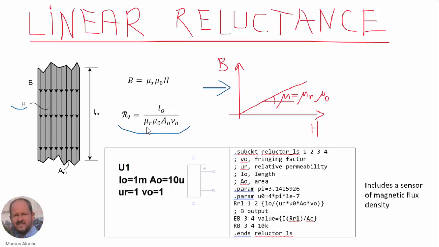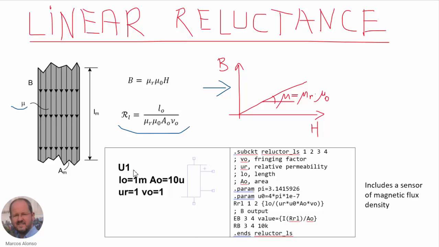We are including the relative permeability and the permeability of free space, then the dimensions of the element, and also we are including a factor here, VO, in case we want to include some correction. Usually this factor, VO, is going to be equal to 1, but we can use it also for more accuracy in case that we are including some other type of material in which we can have also fringing effect.